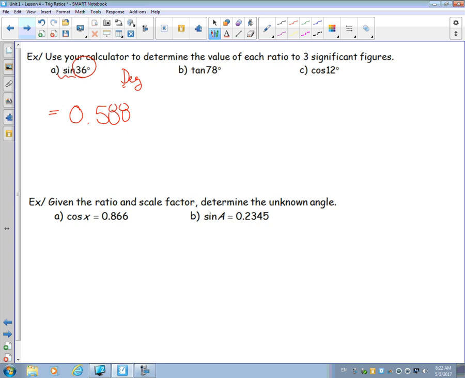And what that means is, if you had a right triangle that had a 36 in it, the opposite side, whatever this is, opposite, and the hypotenuse, the ratio between them, the scale factor, is 0.588. Every triangle, no matter how big it is, the ratio between this side and this side with a 36 always comes out to 0.588. So if I know one of the two numbers, I could just figure out the other number.